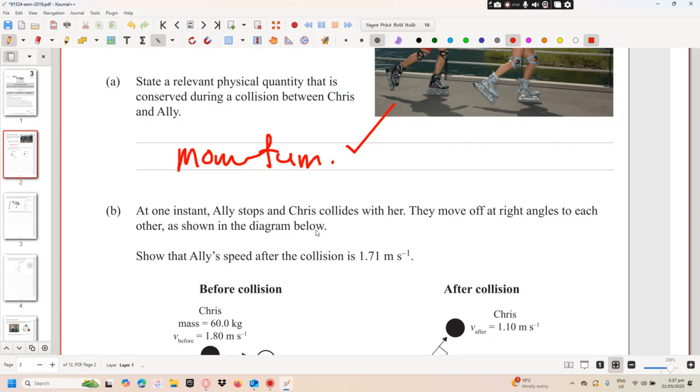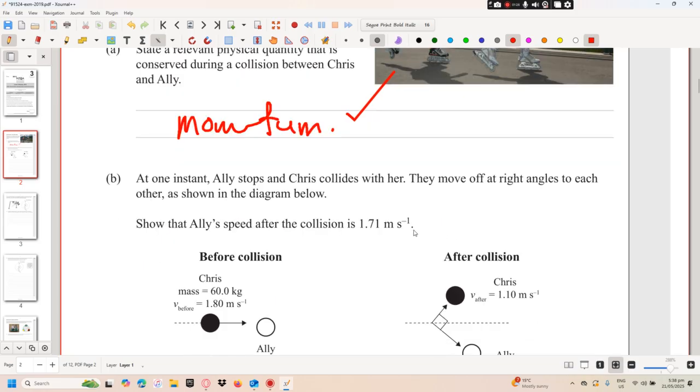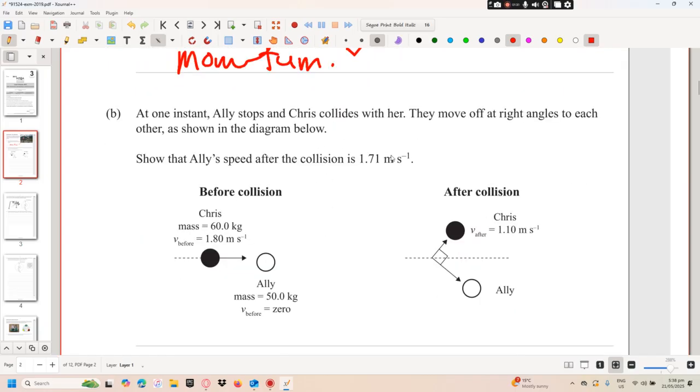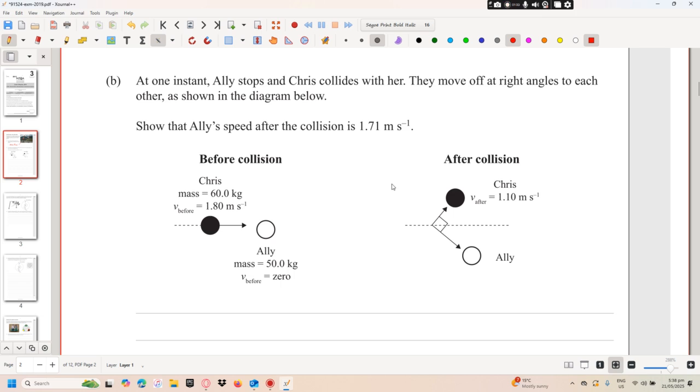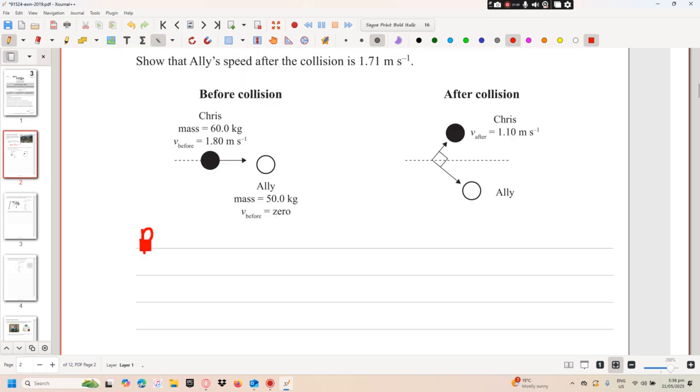Okay, so at the end, Chris and Ali move off at right angles to each other. Oh dear. The speed of the collision is 1.7 meters per second. Momentum before is 60 times 1.8, so it's 108 kg meters per second to the right.